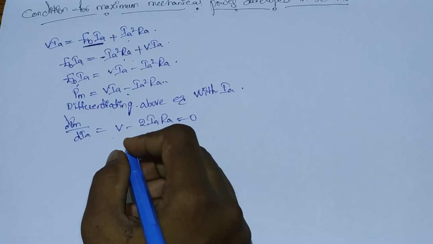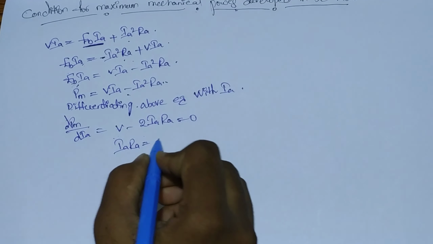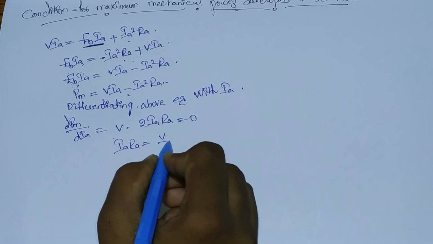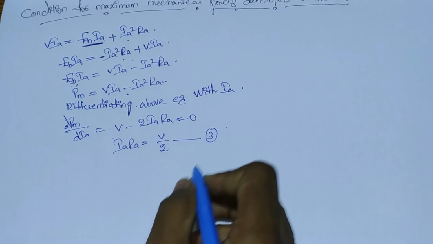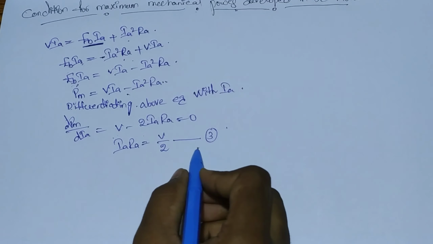So from this, what we get? IA RA equal to V by 2. So I am considering this as equation 3, a continuation of that voltage equation. Then what I am doing, I am substituting now, substituting equation 3 in 1.